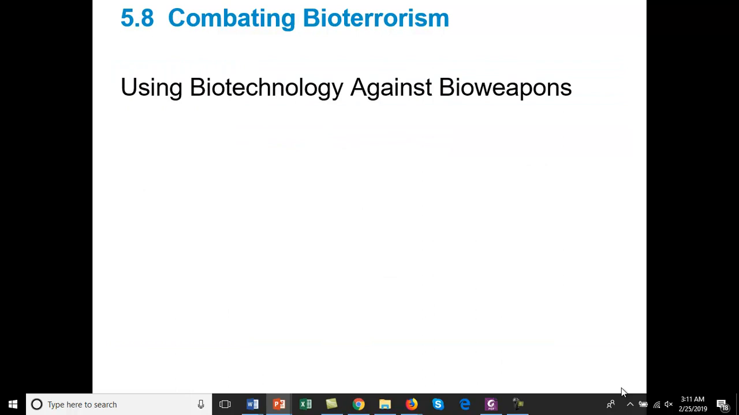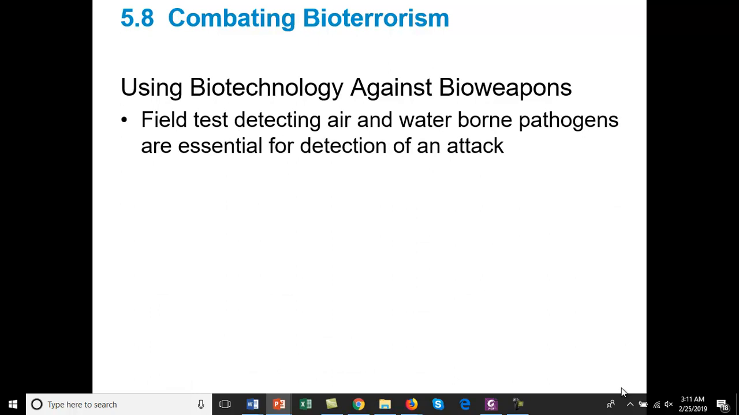Okay, in terms of how we can use biotechnology to combat these bioweapons, there's a huge initiative for developing air and waterborne pathogen testing. If you have an air sampler that can periodically test a large crowded area like a mall or a stadium for the presence of bioterror agents, then that can give an early warning system.